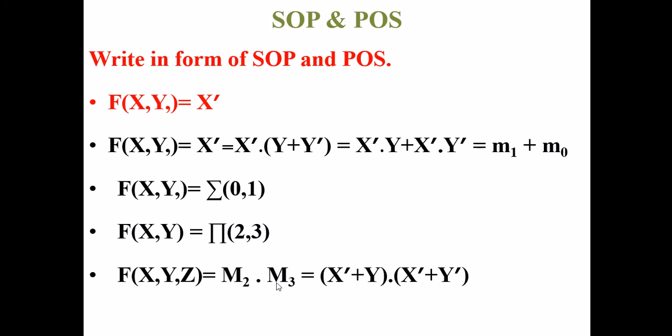Maxterms are normally in multiplication form. In this way you can describe M2 dot M3 with respect to these maxterms, that is equal to x complement plus y dot x complement plus y complement. Here z should not be here. I will remove it while uploading the lecture.